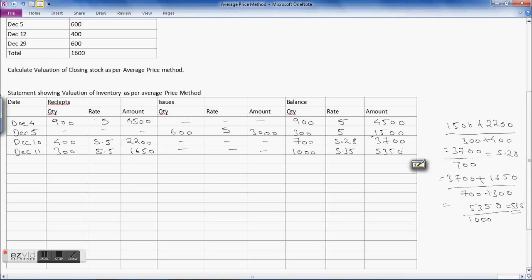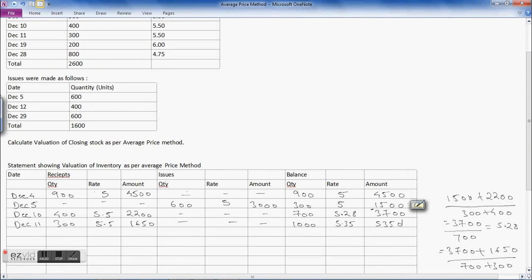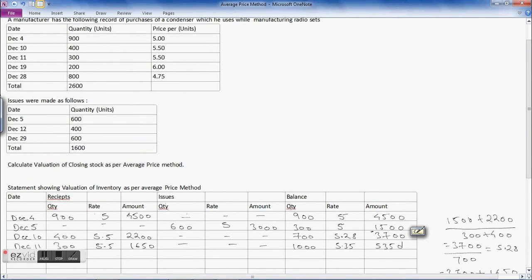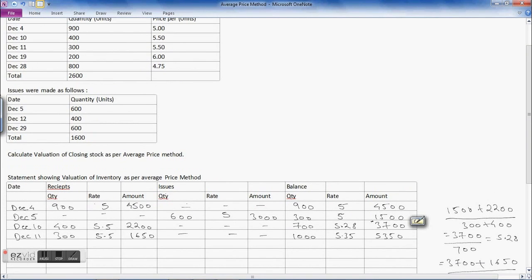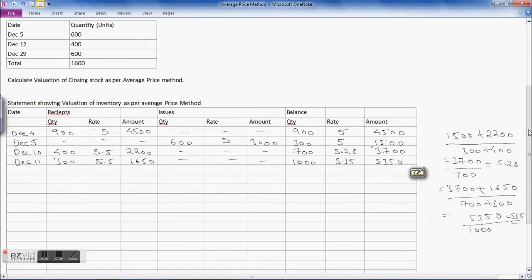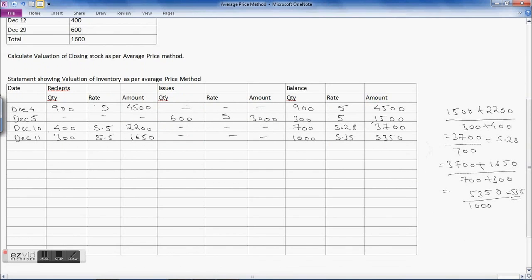Now the next transaction. What is the next transaction? After December 11, you have December 12. There are some issues. So December 12, there are some issues of 400. Now for this 400, the average rate we will take is 5.35.